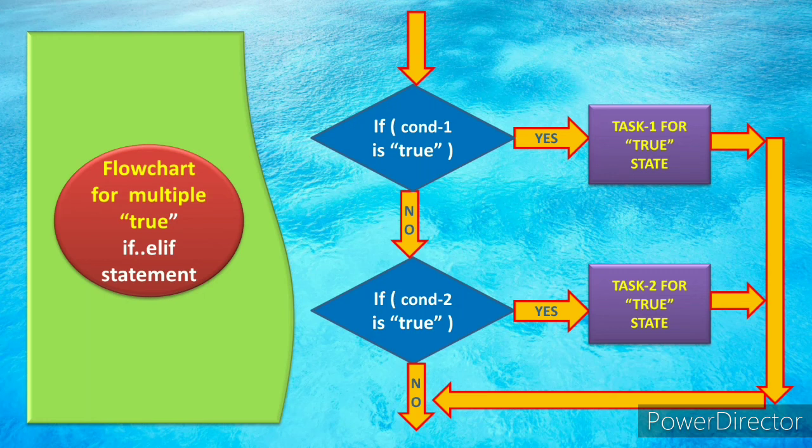And after this, all the outward arrows are connected to the end, and we go back to the next line. So whenever I have multiple conditions checked one after another based on the same situation, we call it multi-layer, and in that case you have to use if elif, and elif is nothing but else if.